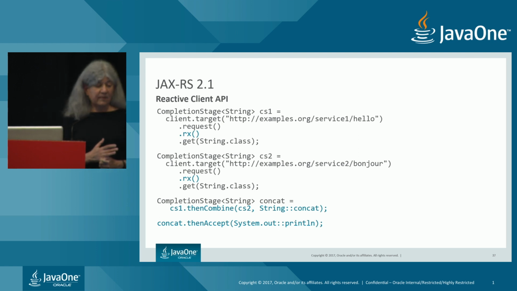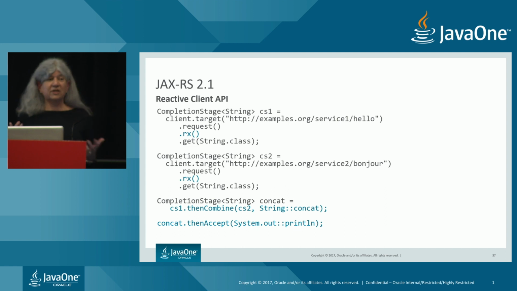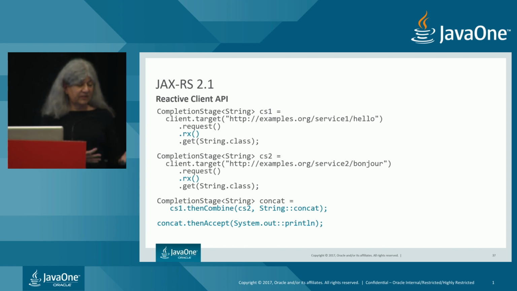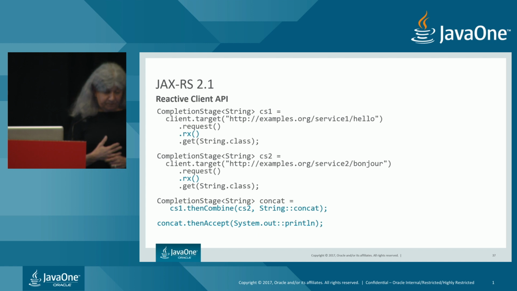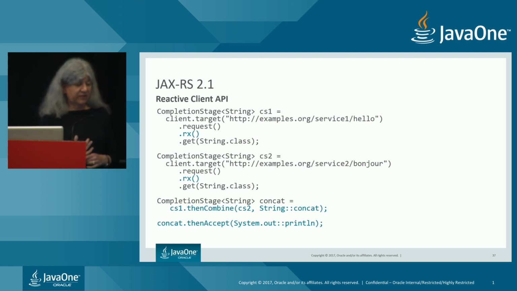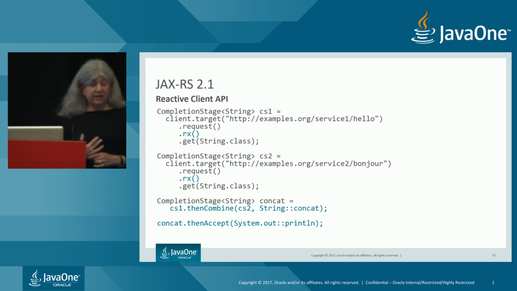that you can execute multiple requests, you can combine them, you can sequence them, you can choose which one you're going to go with, and then at the end of the day, we're finally going to accept and print out. So in this case, what we're doing is we're taking the two results, the completion stage results here, we're combining them, we're concatenating them, and we'll get out some kind of printout that looks like hello, bonjour at the end of the day.